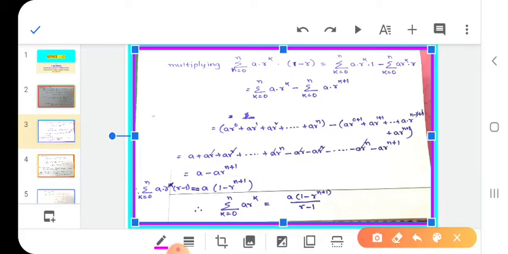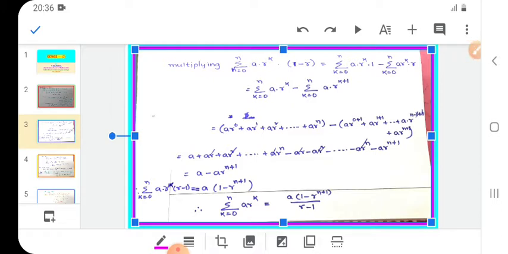Now I take r minus 1 into RHS. So we get summation k equals 0 to n a r power k equals a into 1 minus r power n plus 1 by r minus 1 in the denominator. This is the value of the sequence of partial sum. So first we find the value of the sequence of partial sum.